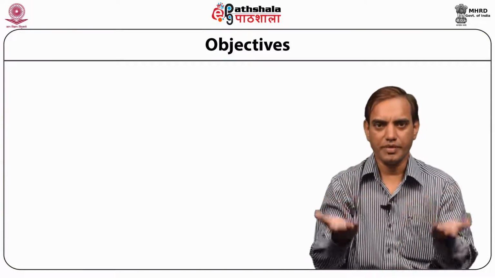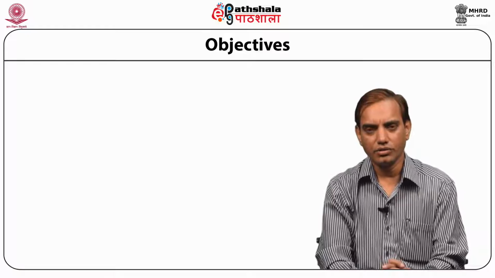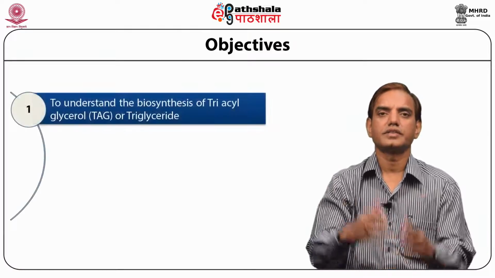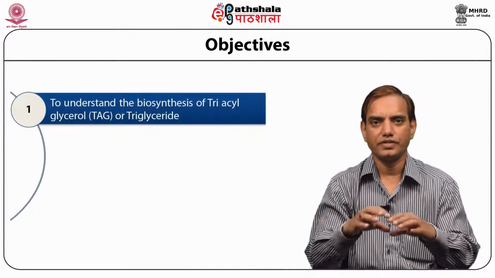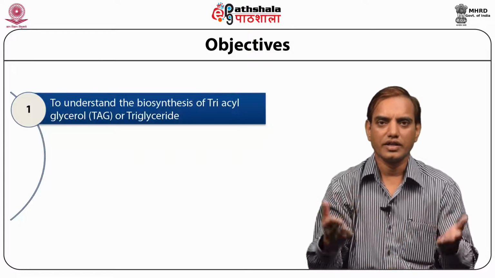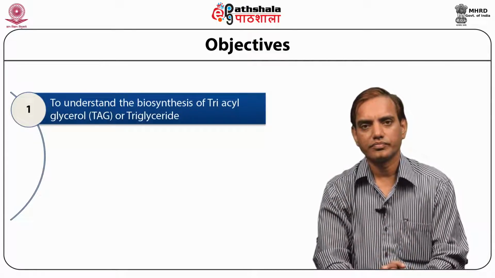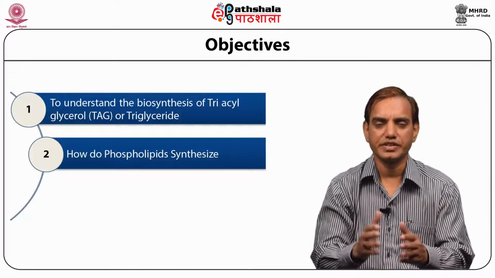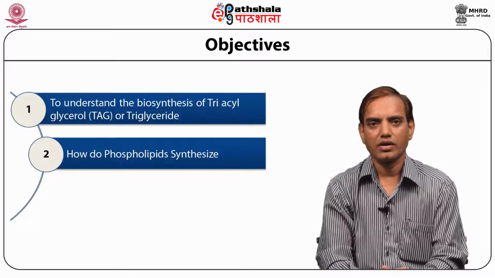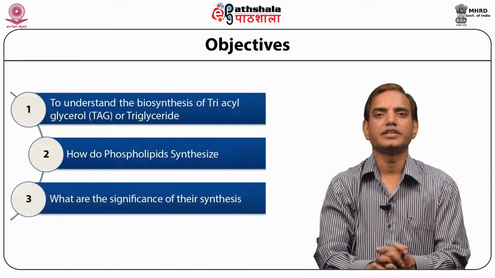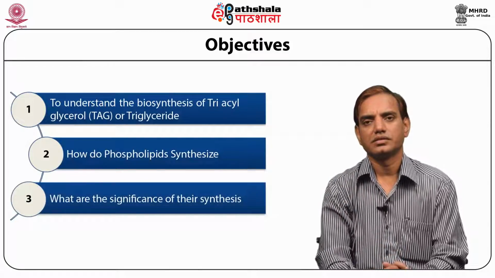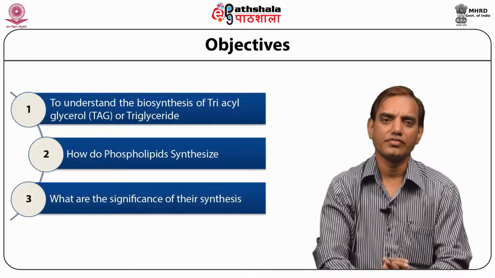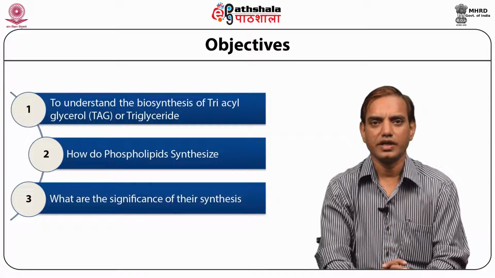The objectives of the paper include understanding the biosynthesis of triacylglycerol or triglycerides. How do phospholipids, or the phosphorus containing lipids, synthesize? What are its implications and significance of the synthesis of triglycerides and phospholipids in an organism? First, we will take triacylglycerol or the triglycerides.